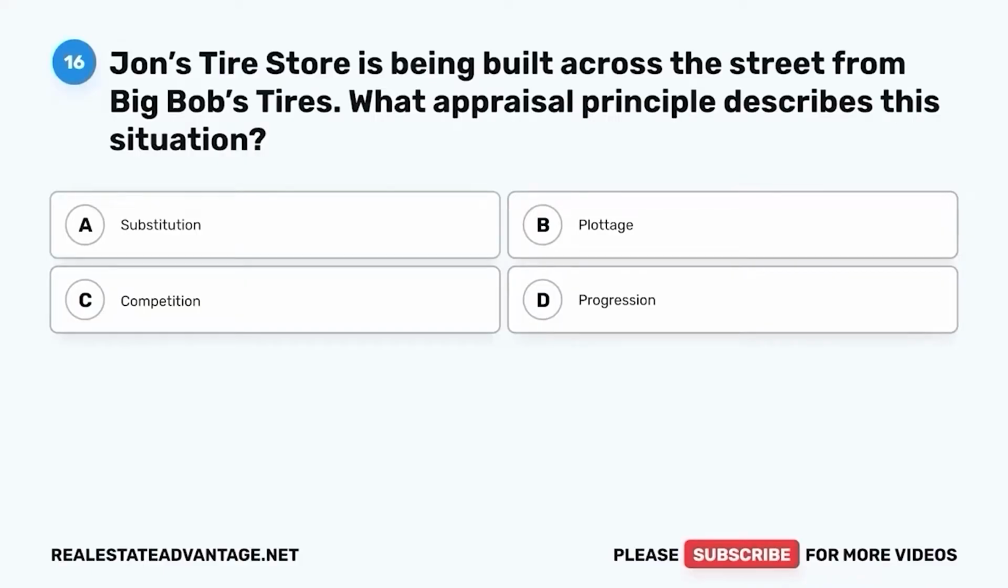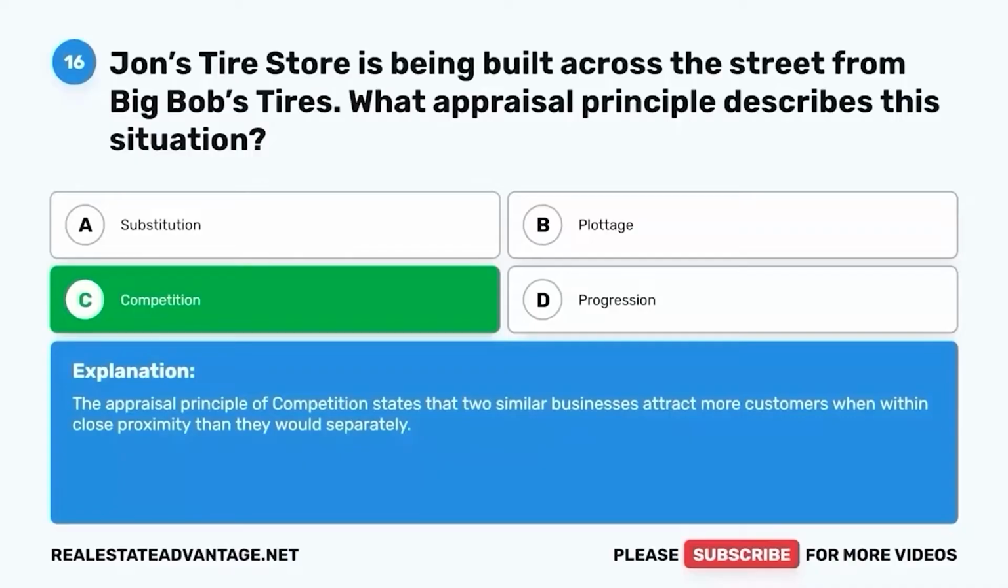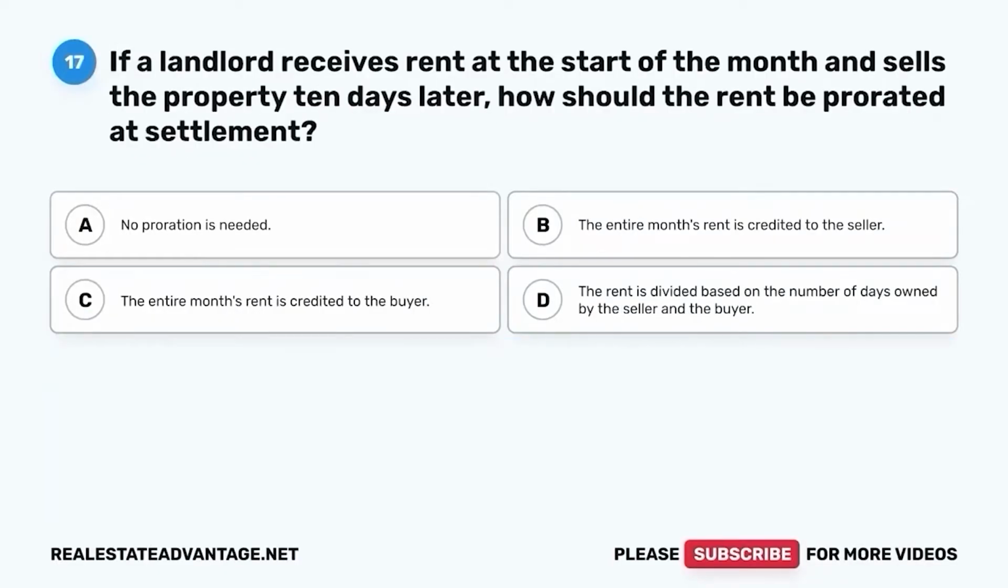A. Substitution, B. Plottage, C. Competition, D. Progression. The correct answer is C. Competition. The appraisal principle of competition states that two similar businesses attract more customers when within close proximity than they would separately.